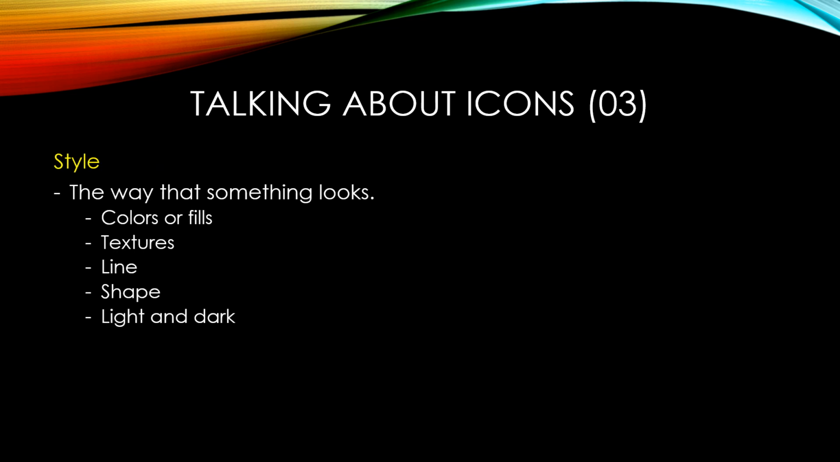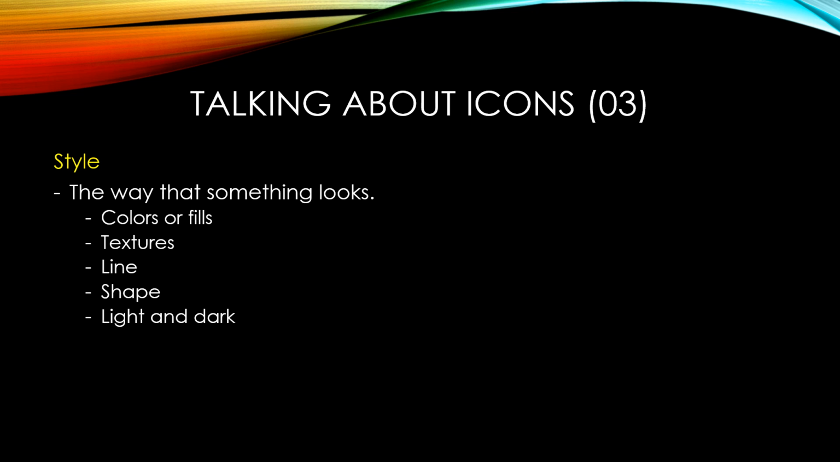The final thing to consider when describing icons in an image is style. Style, quite simply, refers to the way that something looks. You can talk about the colors or fills, the texture, the lines or outlines, the shapes, light and dark, or any other basic visual aspect of an icon that you can think of.